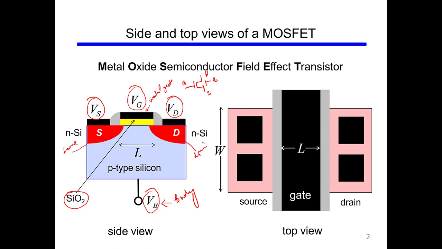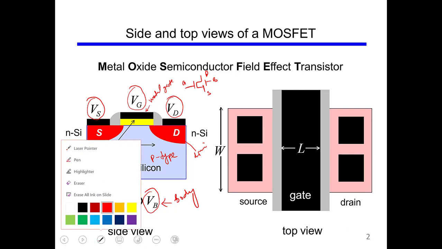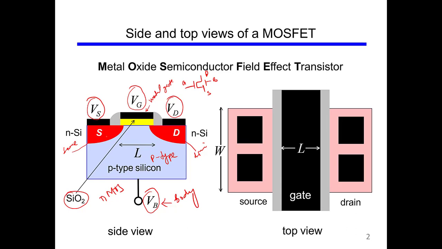So this is an NFET or NMOS. In an NMOS structure, the substrate is p-type. This region has a lot of electrons, so it is n-type, and the distance between these two is called the channel length, or L.